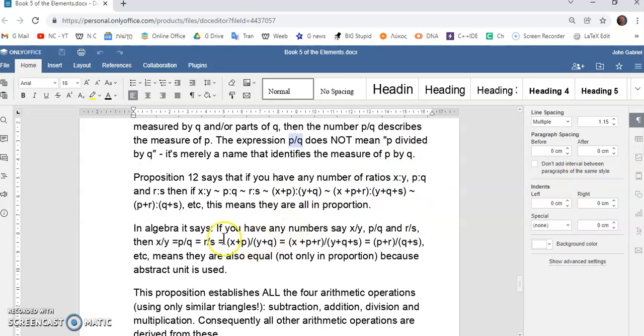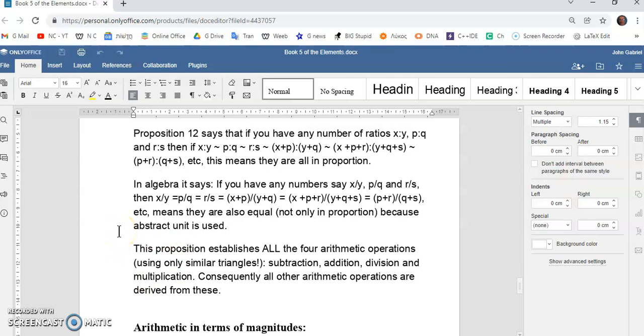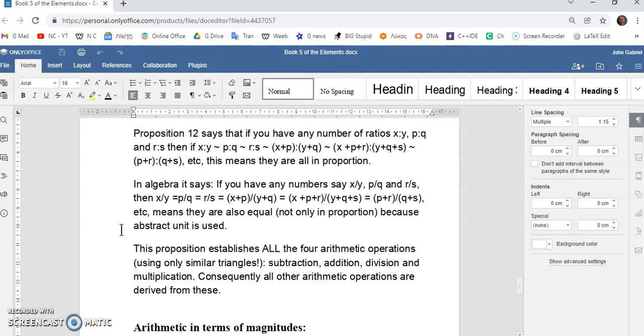Okay, and proposition 12, one of the most important, is the one that will realize all the 4 arithmetic operations. Okay, and I'm not going to go into that now, perhaps another video. But this proposition establishes all the arithmetic, which is eventually transferred to algebra through the abstract unit.